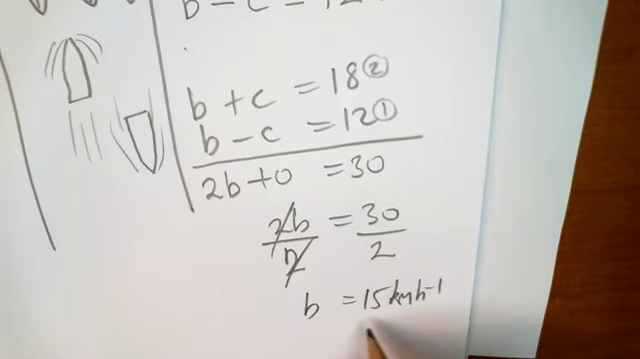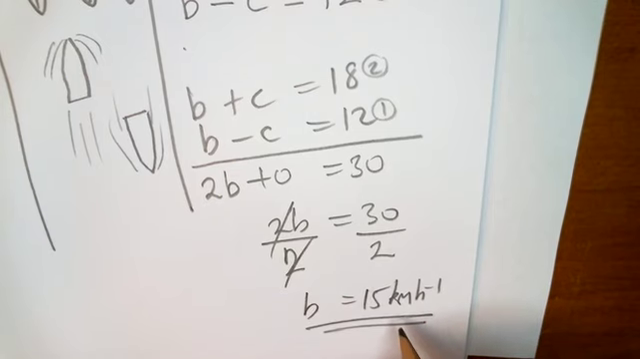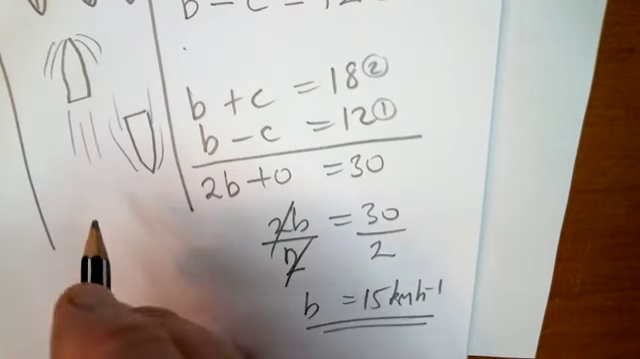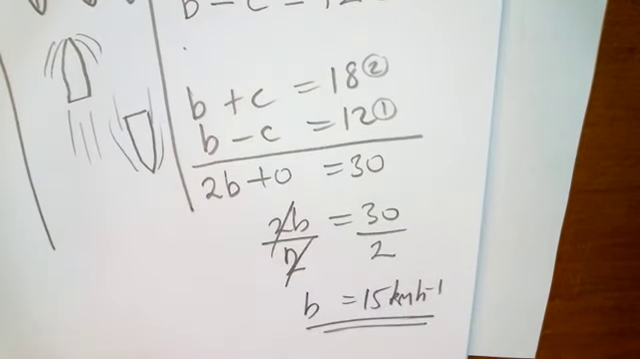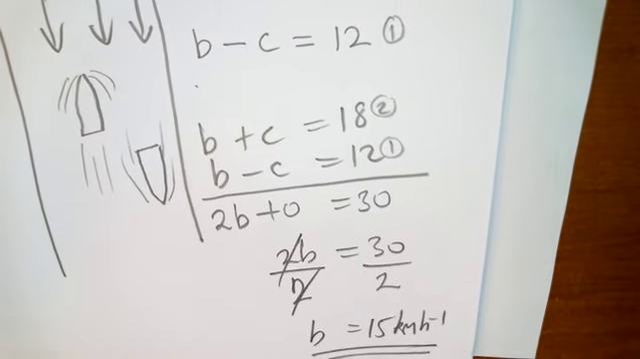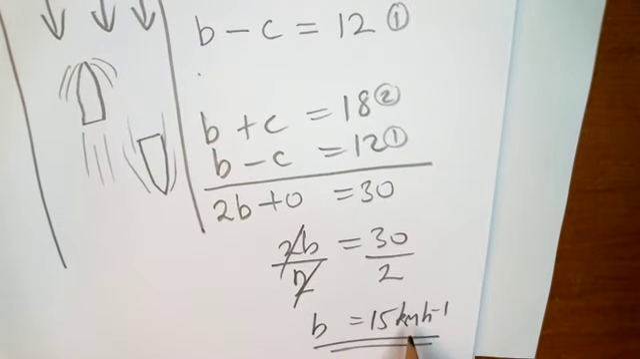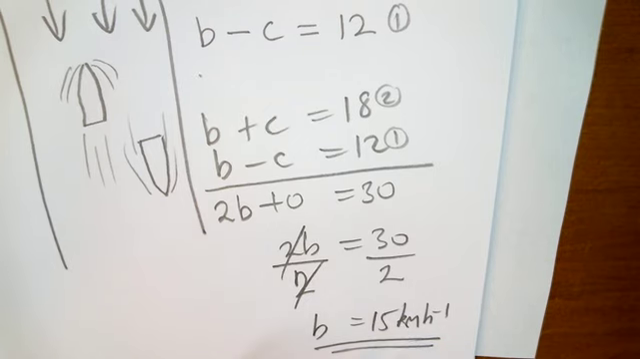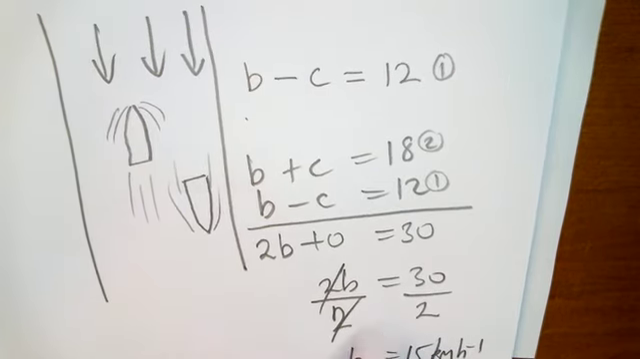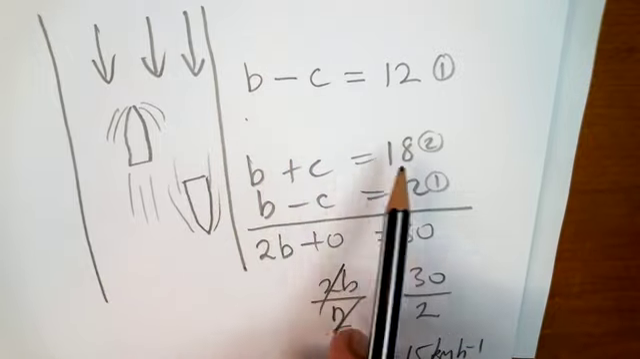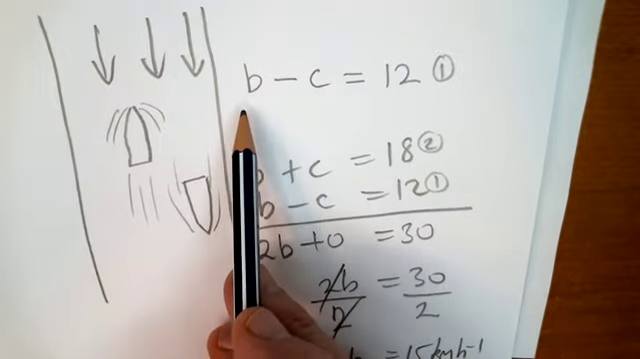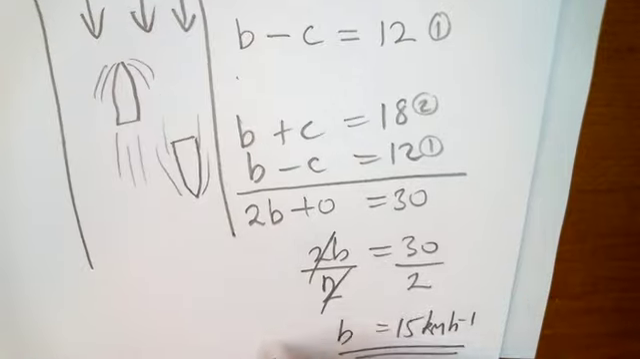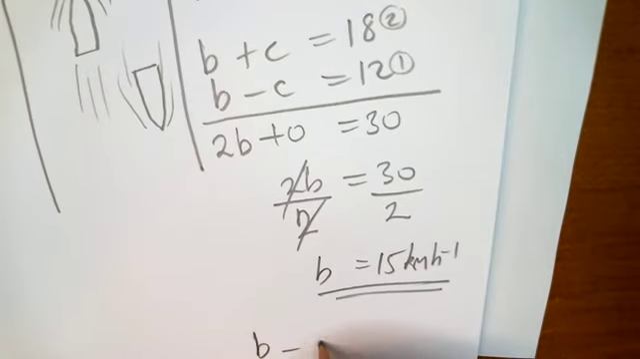And that's great. So now knowing the boat is actually traveling at 15, the water is just moving it around and messing with it, that's all. If it was in still water, it would just be going at 15 kilometers per hour. However, we need to know how fast the current's going. So if we know the boat's traveling at 15, we can substitute 15 into either of these two equations. I'm just going to pop it into the first one, B minus C is 12.